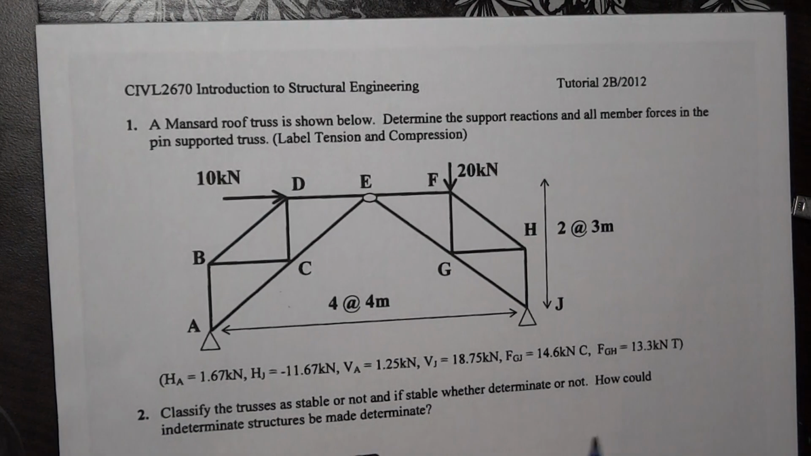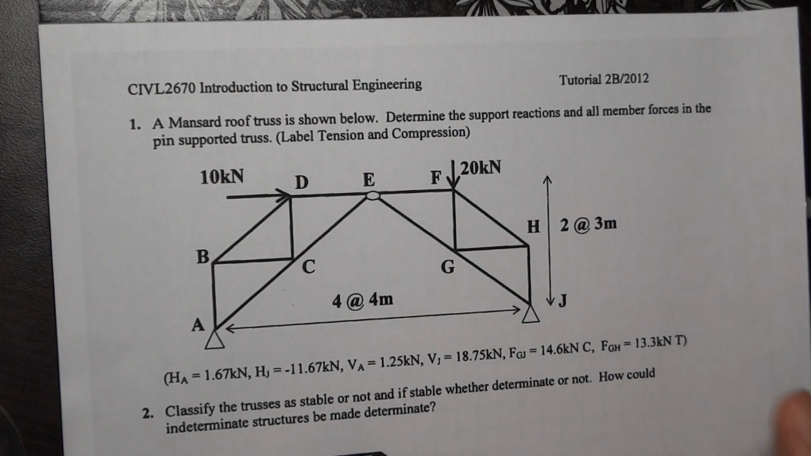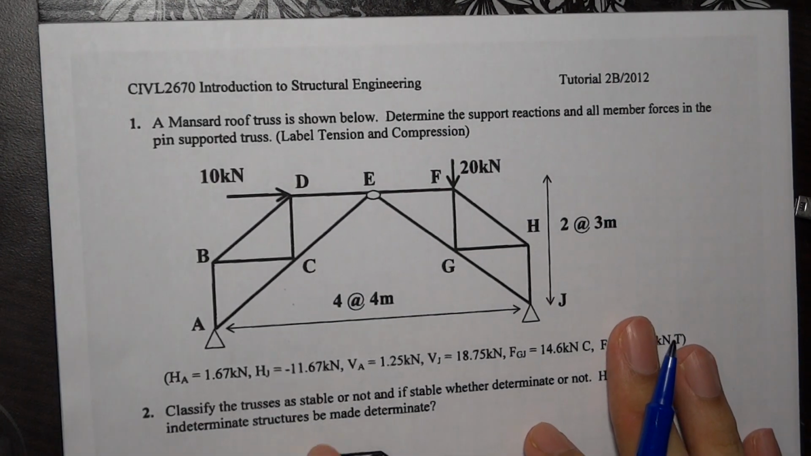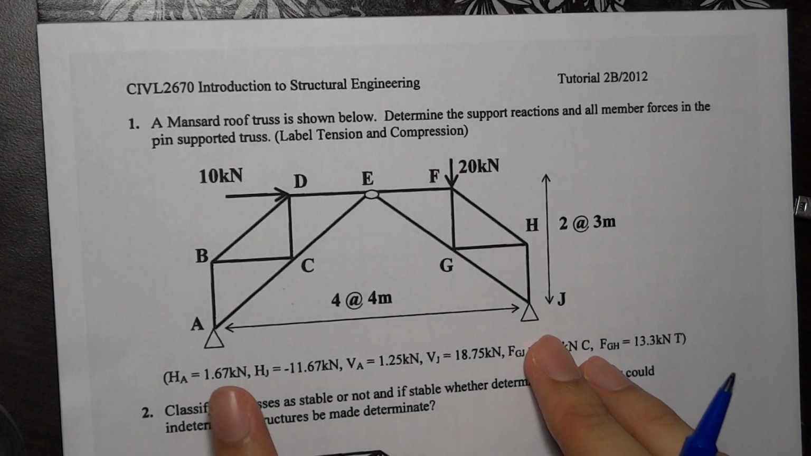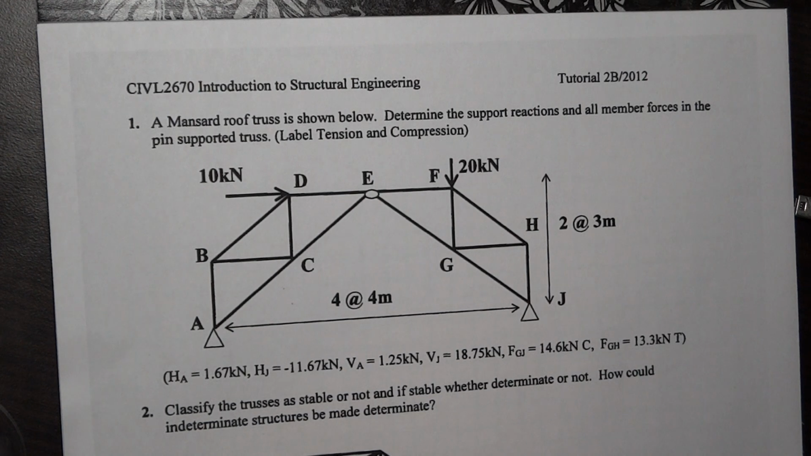Okay, this is problem 1 of tutorial 2. And it's a simple truss problem. Well, not so simple. This is probably your first example of an indeterminate structure. But in this case, it's actually pretty straightforward to solve.